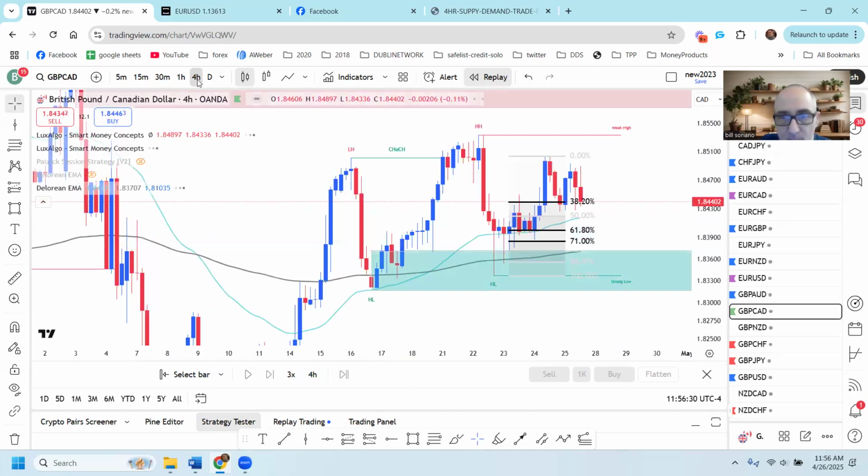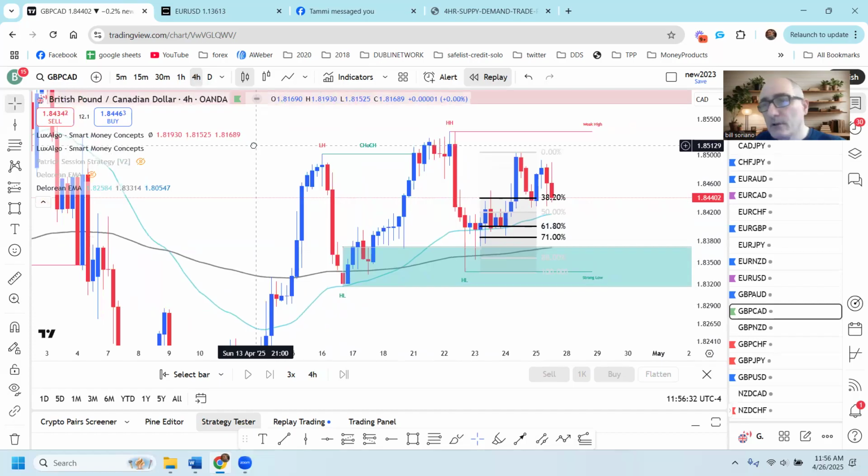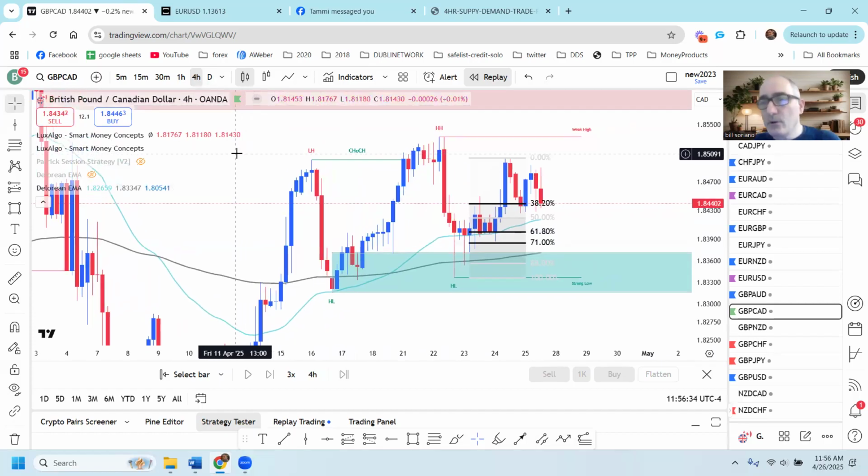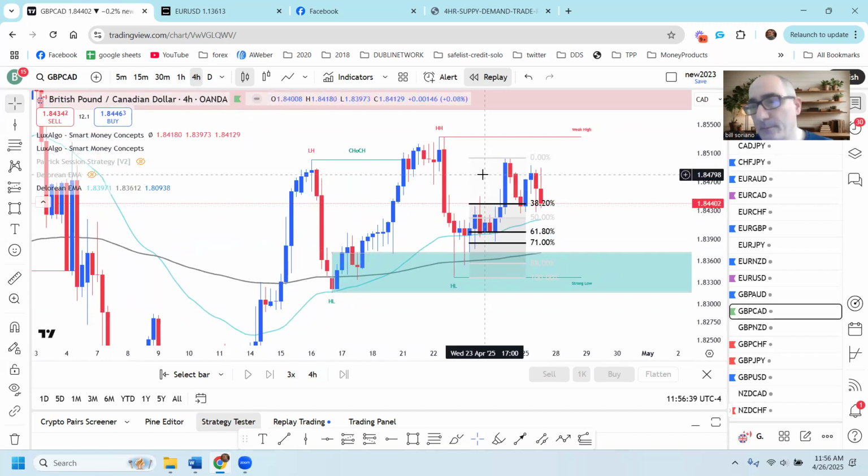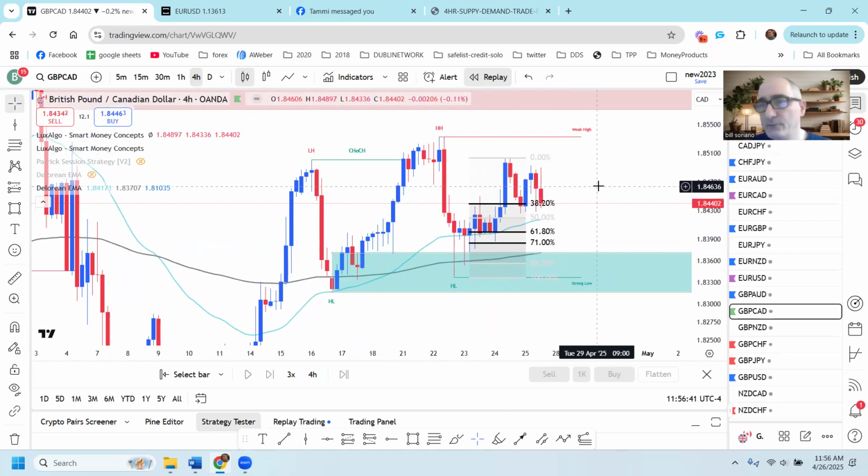So we go back to the 4-hour because we always use the 4-hour structure to determine our stop loss and our take profit. Otherwise, you're going to get stopped out of trades. If you try to use the 1-hour or 30-minute time frame, you're going to get stopped out of trades that you shouldn't get stopped out of.